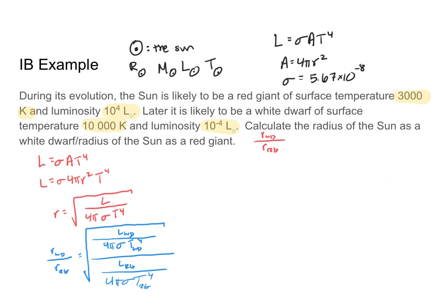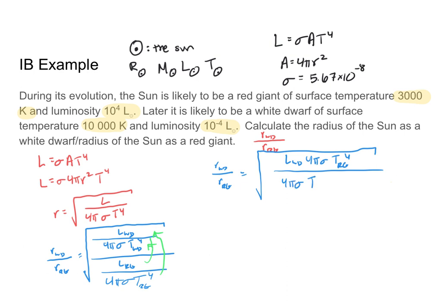So to simplify this, I'm going to take my bottom fraction and move it to the top, like so. We flip our bottom fraction and multiply the reciprocals. When I do this, I get that the ratio of my two radii is equal to my luminosity as a white dwarf times 4 pi times sigma times the temperature as a red giant to the 4th, divided by 4 pi times sigma times my temperature as a white dwarf to the 4th times my luminosity as a red giant.